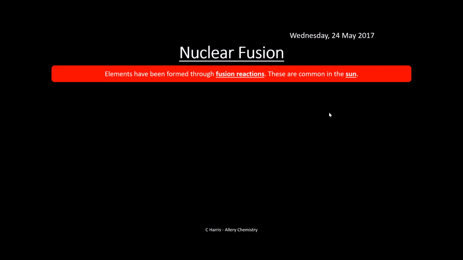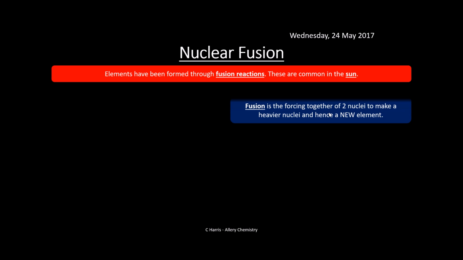Okay, we need to look at something called nuclear fusion because we're looking at the atom, so we need to look at what things we can do with the atom. So elements are being formed through fusion reactions. Really common in the sun. The sun has got loads of fusion reactions happening all together. When you fuse things together, it means you're bringing them together, you're forcing them together. So fusion, like I say, is the forcing together of two nuclei in particular. And these make a heavier nuclei, and if we've got a heavier nuclei, it means we have a new element.